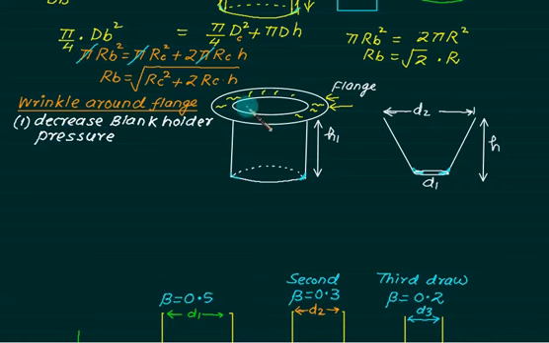So what is the remedy if you do not want wrinkles? You have to increase the blank holder pressure. That is the cause, and that is the remedy. Number 2: now there is a passage restriction here.